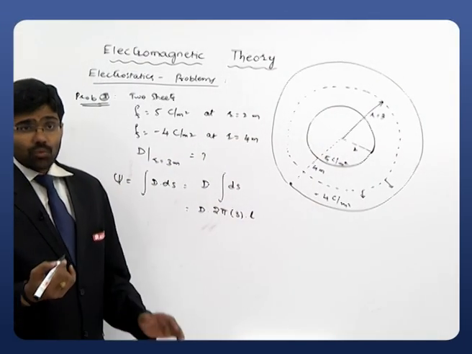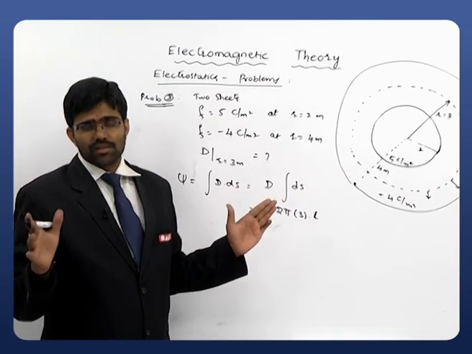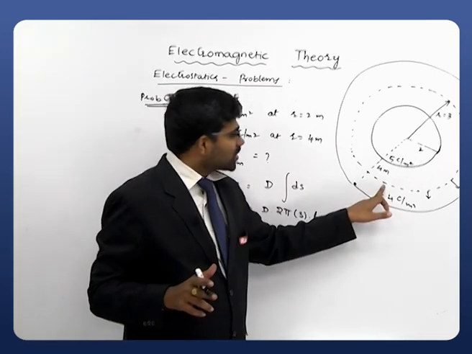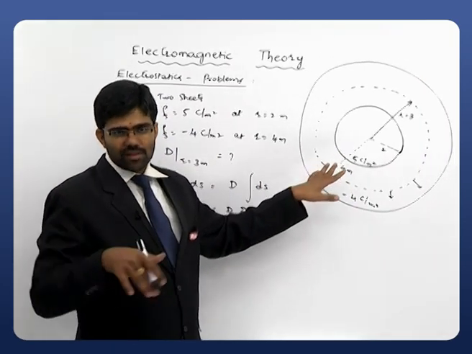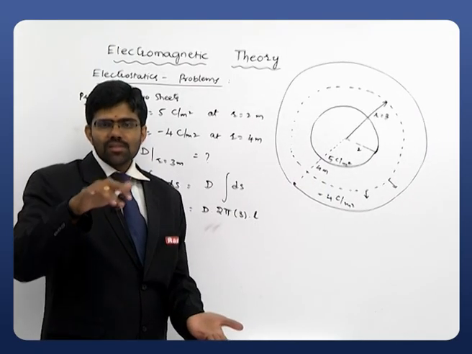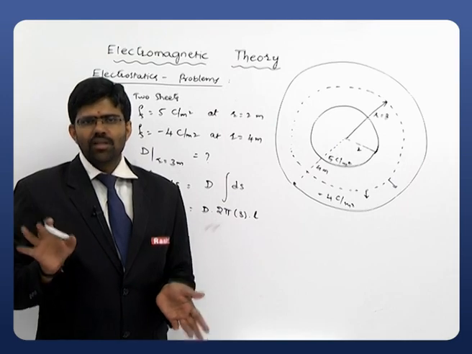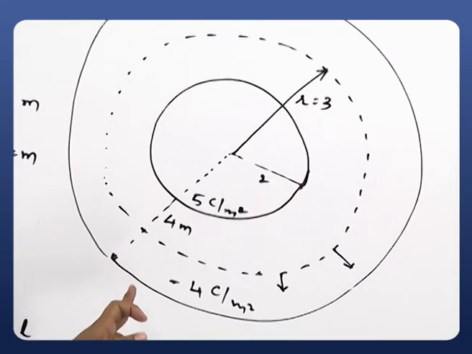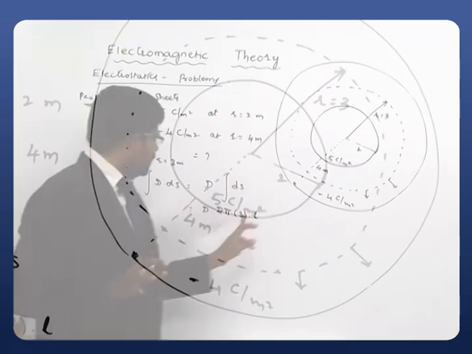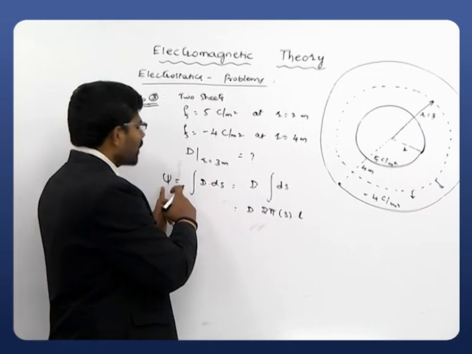So, clearly observe what I am doing here. I am trying to calculate the total flux leaving through the surface. That surface is a Gaussian surface, that is what I am assuming. That Gaussian surface actually has three surfaces: a curved surface, top and bottom. Since D is radially outwards, the top and bottom were neglected. Already we discussed that, and I am taking only the curved surface. So the curved surface area is equal to 2 pi into 3 into L. This is the total flux leaving.